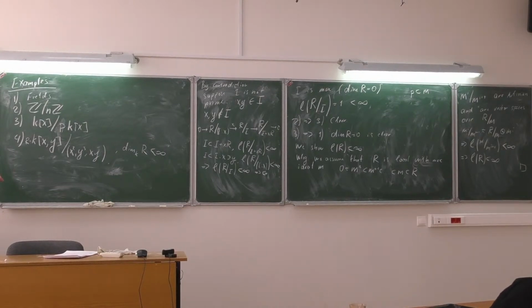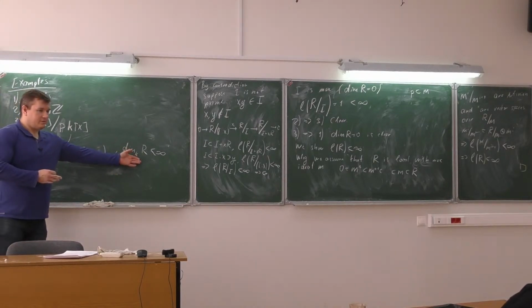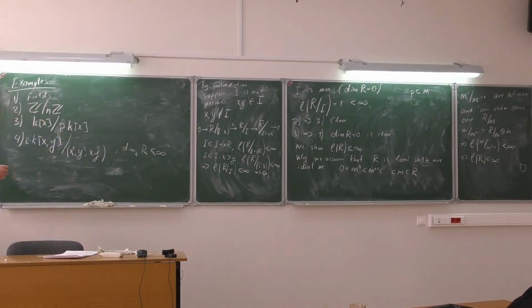If you want some class of examples of Artinian rings, well, that would be a class of examples. Finite dimensional rings. Because length is equal to dimension? Yeah.